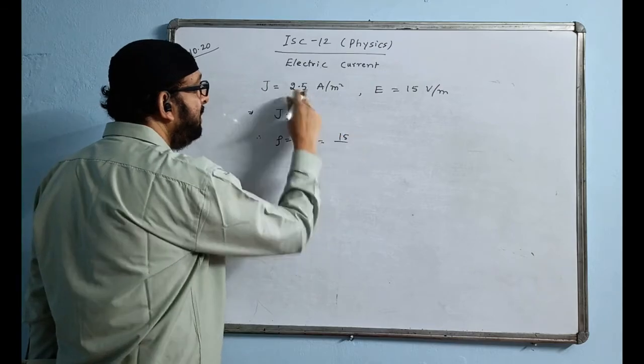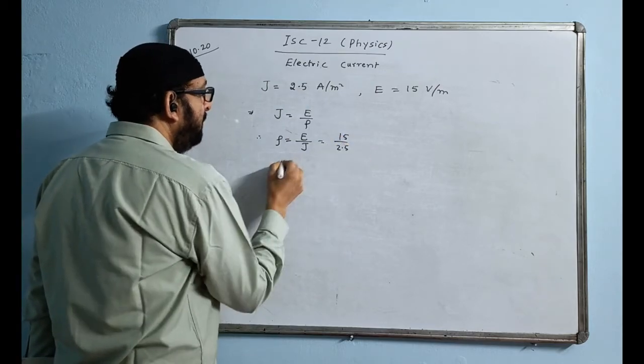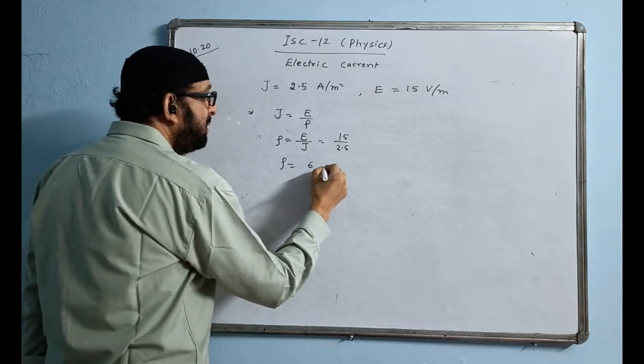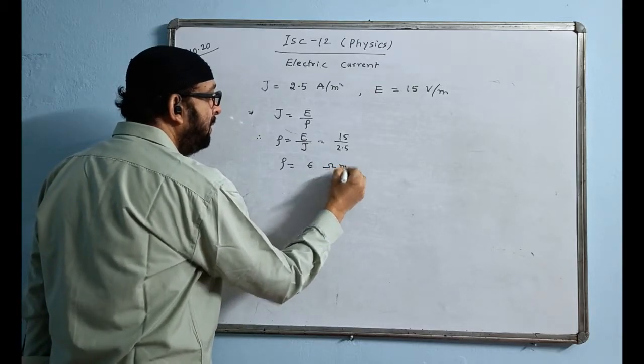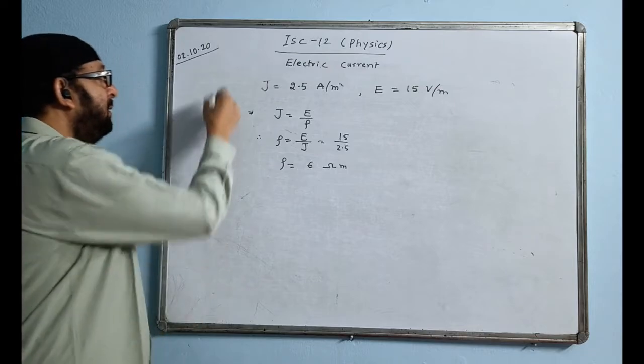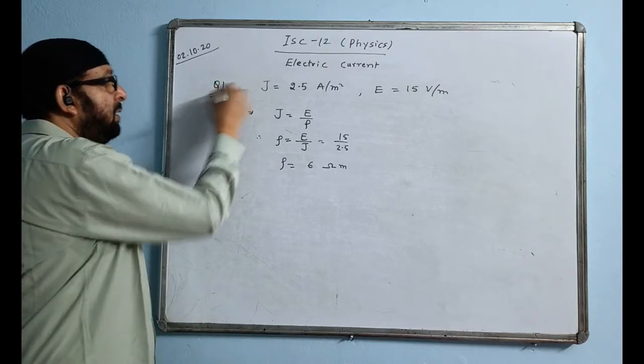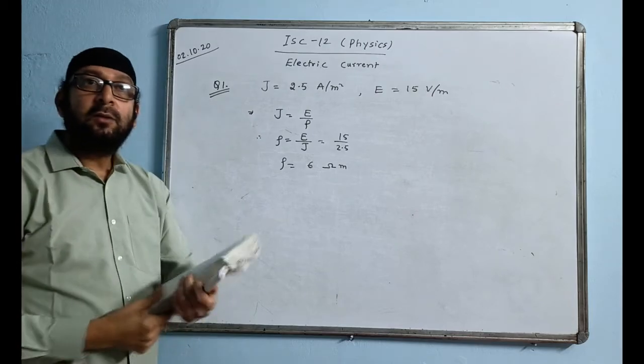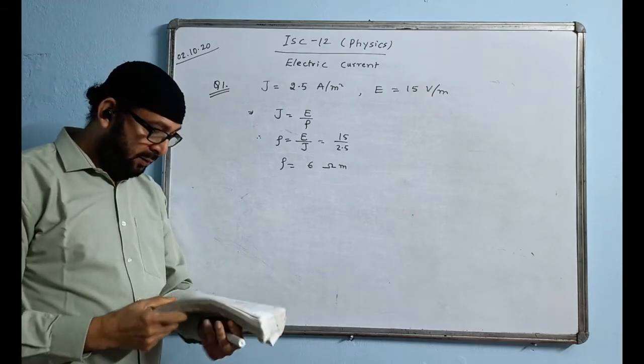This is 15 divided by this value 2.5. The value of rho will become 6. 6 ohm meter. Unit is ohm meter. So we will be writing that. That is the question number 1's answer. So I already read the question. You can note it down in slow motion and then work it out.